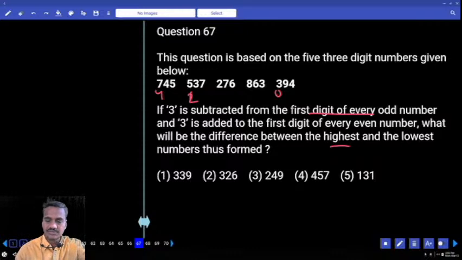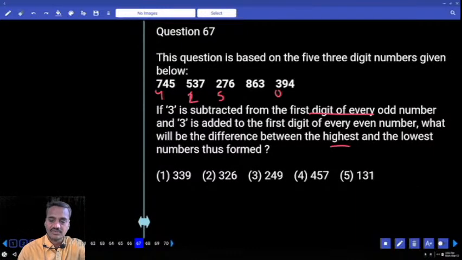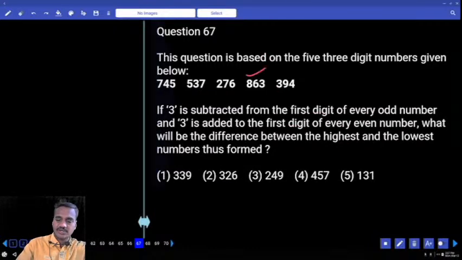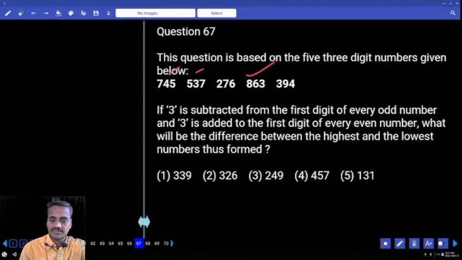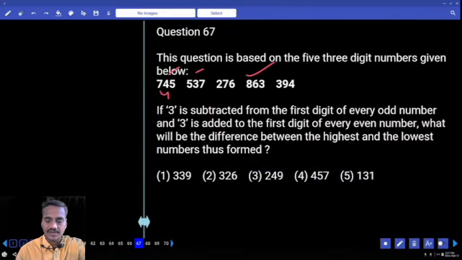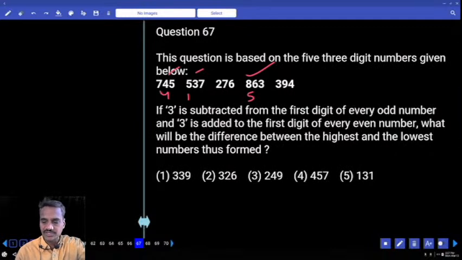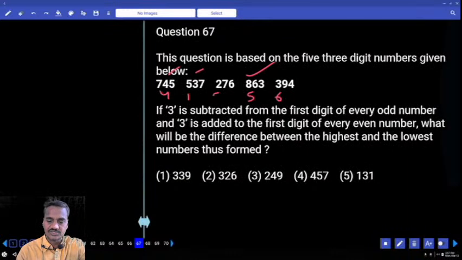Then 3 is added to the first digit, which means this will be 5 and this will be 11. Now, the odd numbers: what are the odd numbers here? These are the odd numbers. And for the odd number, 3 is subtracted from the first digit. This will be 4. And here this will be 1. And this will be 5. And next, 3 is added to the first digit of every even number. Now this is 6 and this is 5.